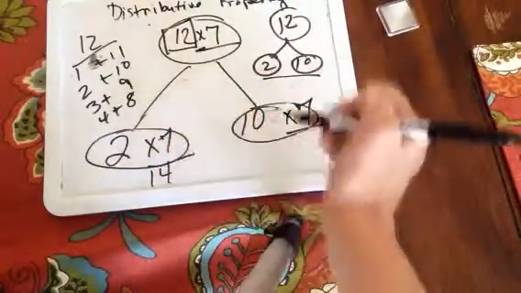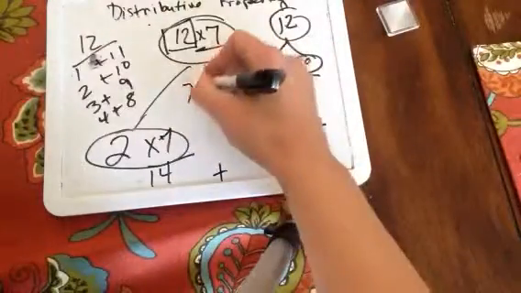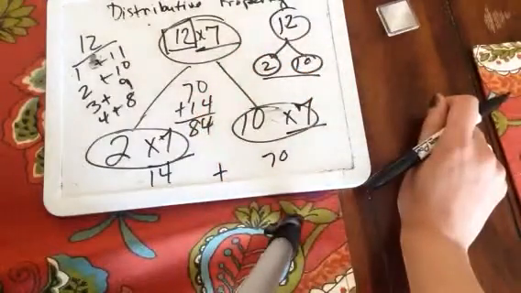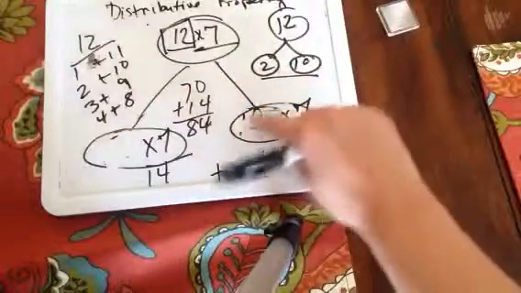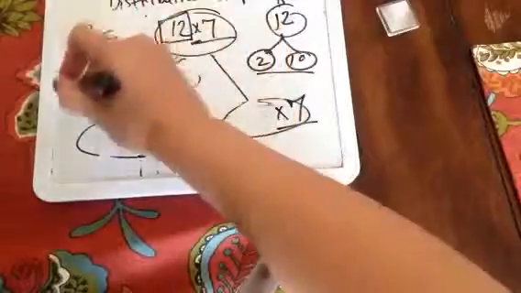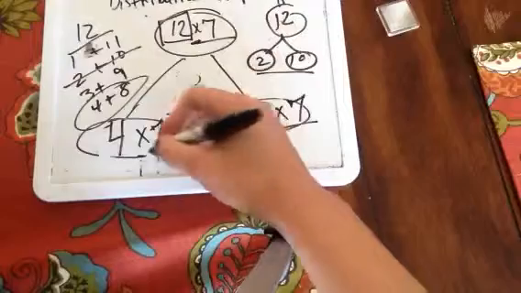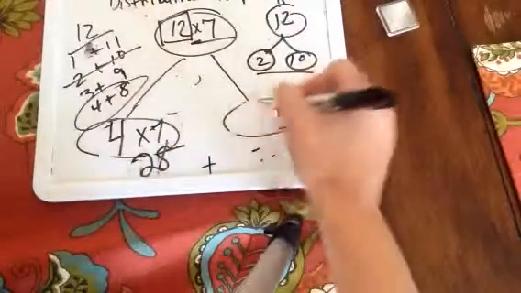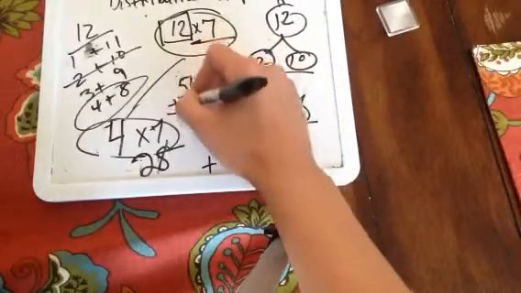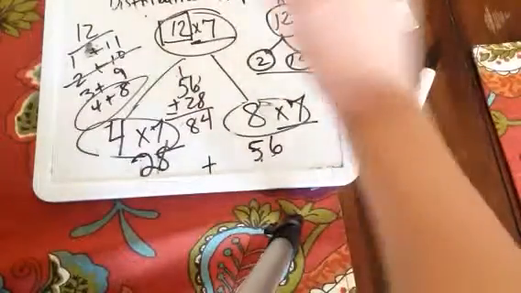2 times 7 is 14. 10 times 7 is 70. 14 plus 70 is 84. But let's look at two other numbers, see if that gives us the same answer, the same 84. We used 2 and 10. Let's do 4 and 8. 4 times 7, that's 28. We're going to add it to whatever this is. 8 times 7, that's 56. 56 plus 28, let's see. There you go.